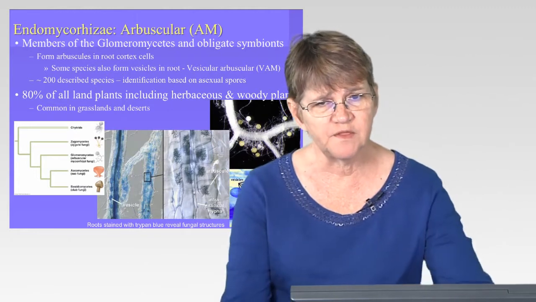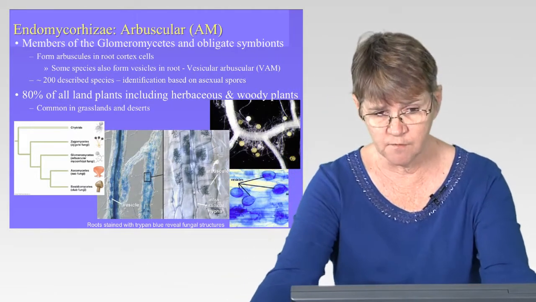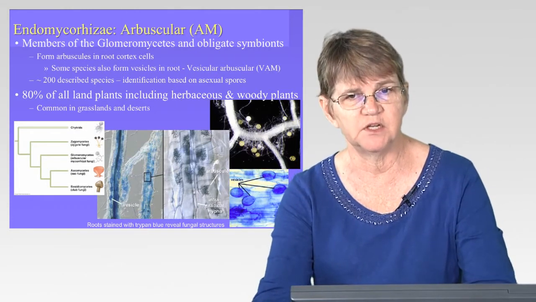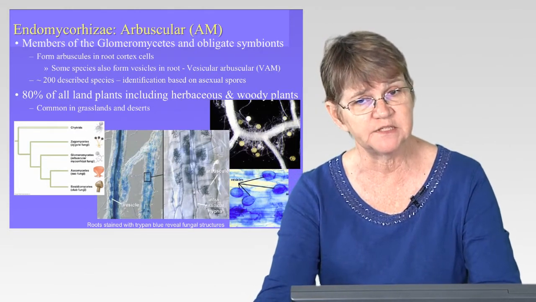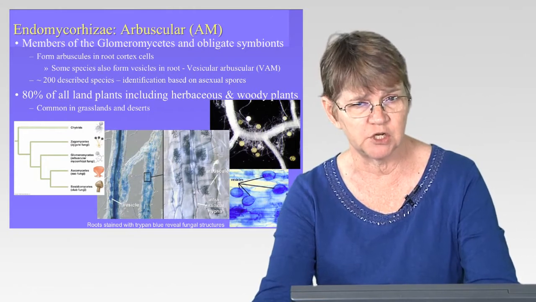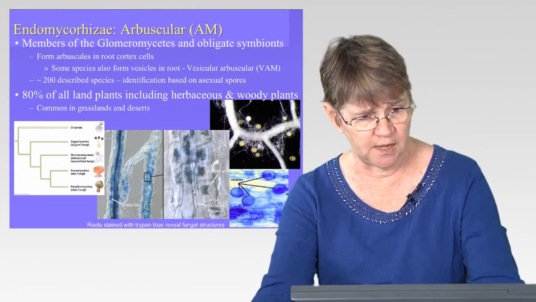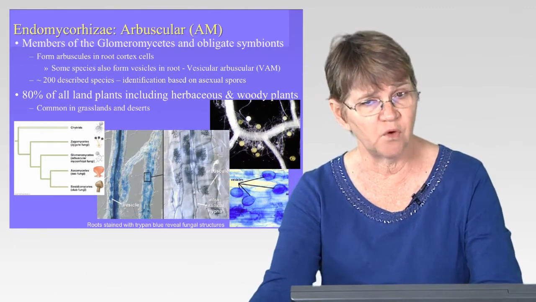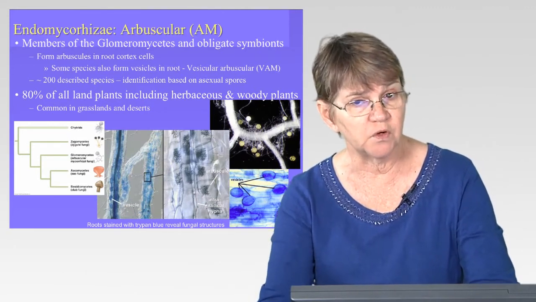As I said before, this is the most common type of association, and over 80% of the land plants, including a lot of herbaceous plants and woody plants, form this association. So it's very common in areas like grasslands and deserts, and it's also the main form of association with agricultural plants.